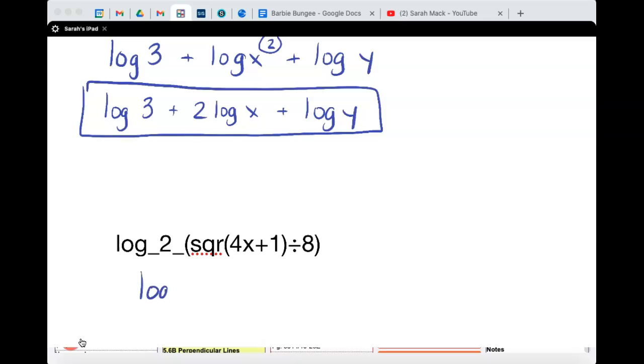Okay. So this one reads log base 2 of the square root of 4x plus 1, and then over 8. So this logarithm is of this whole fraction. 2 is our base. I would like to expand it to write as many logarithms as I possibly can.